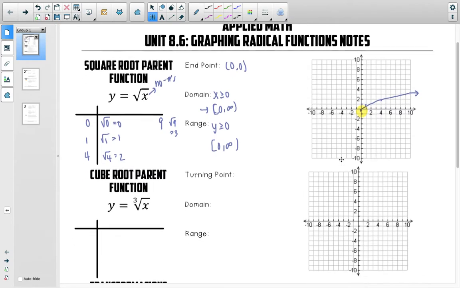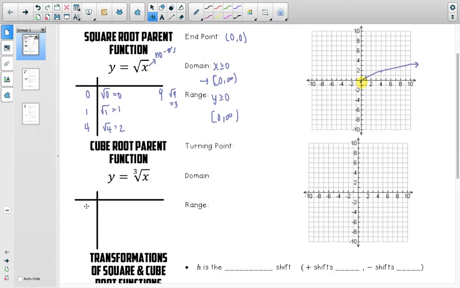Okay, cube root functions are pretty similar, except you can get negative answers. So for the x values I'm going to do -8, -1, 0, 1, and 8, because those are perfect cubes. Let's start with the positive ones. The cube root of 0 is 0. The cube root of 1 is 1. And the cube root of 8, since it's a perfect cube, is 2. So we have 0, at 1 it's 1, and at 8 it's 2.